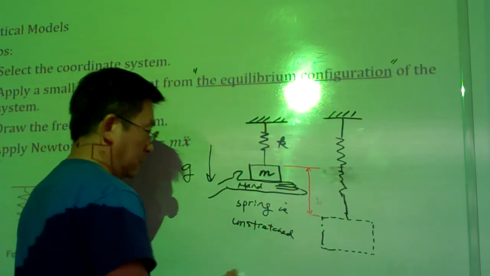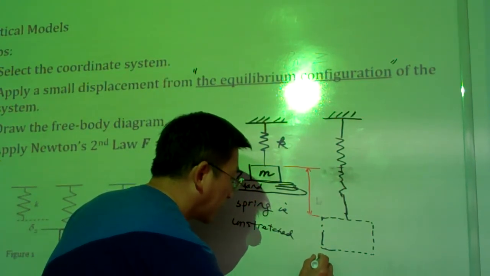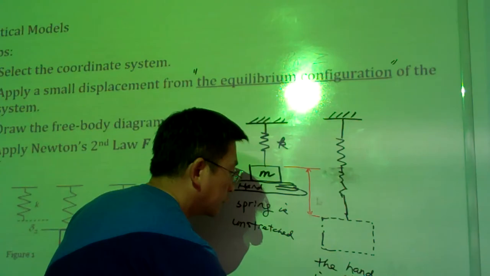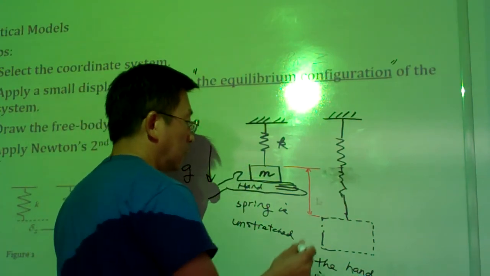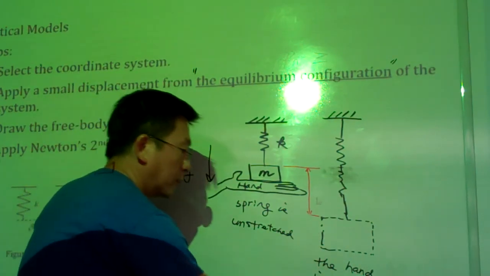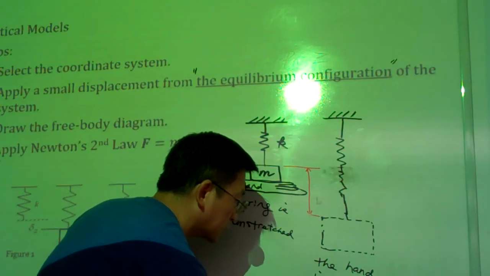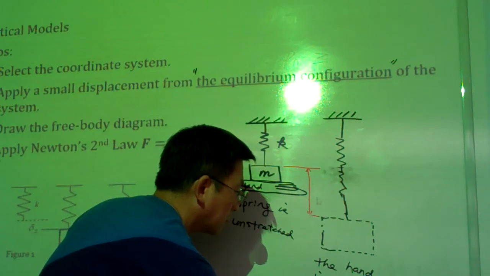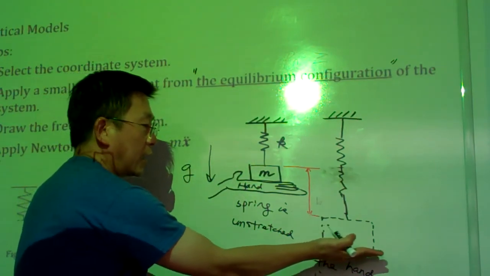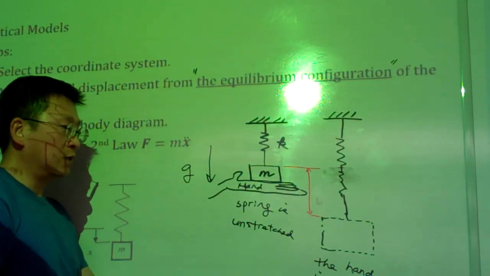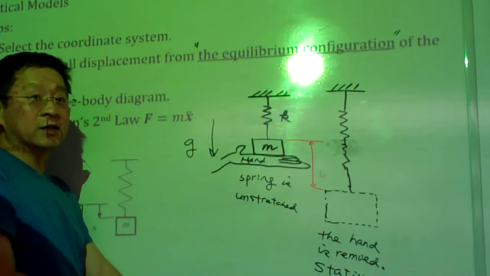Okay. So for this case, the hand is removed. So for this case, the hand is moved but without any vibrations and still stationary. That means I gradually move my hand away, and then everything is still in its stationary configuration. So in this case, this is in static equilibrium.